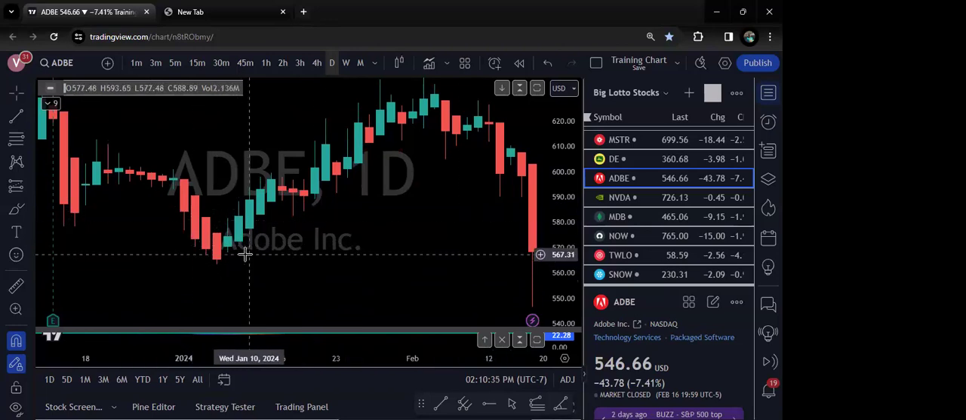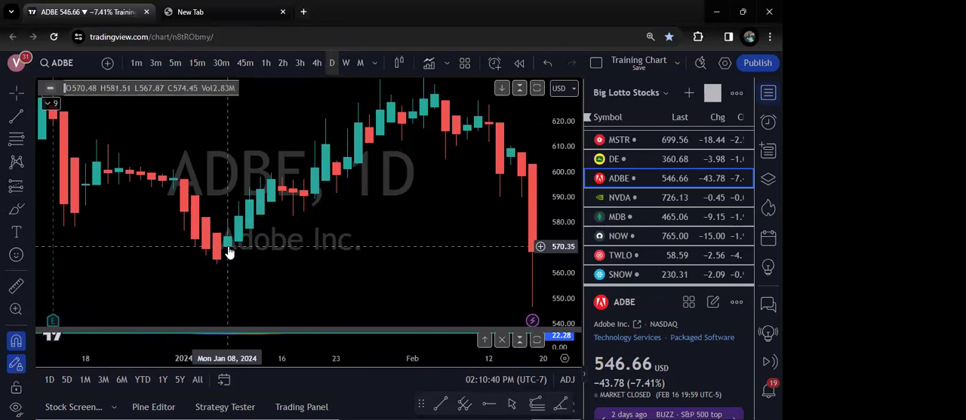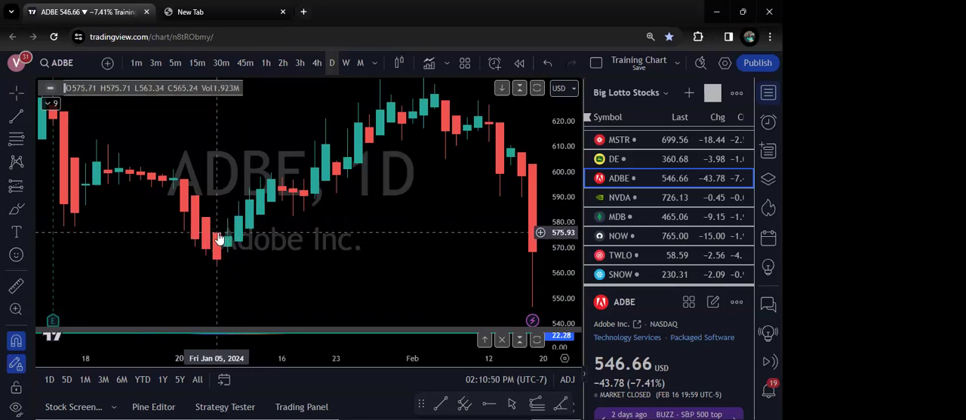Where is the open of this candle? This is the open. This is the high. Yeah, it pulled back down. This is the close. It has to close above this candle for it to indicate a strong bullish change of character.